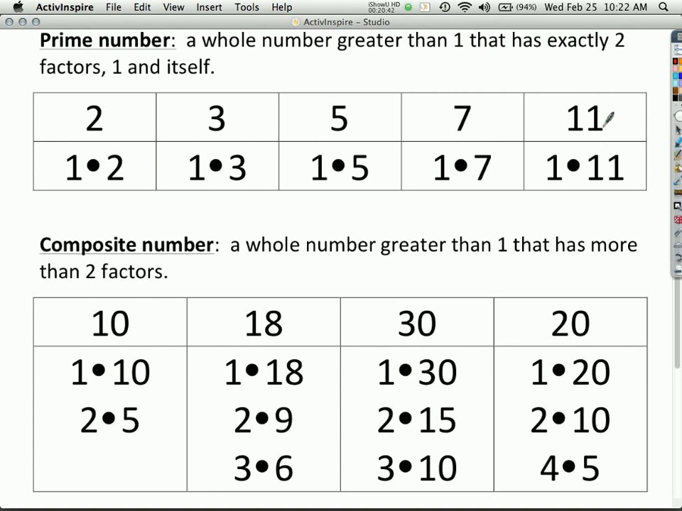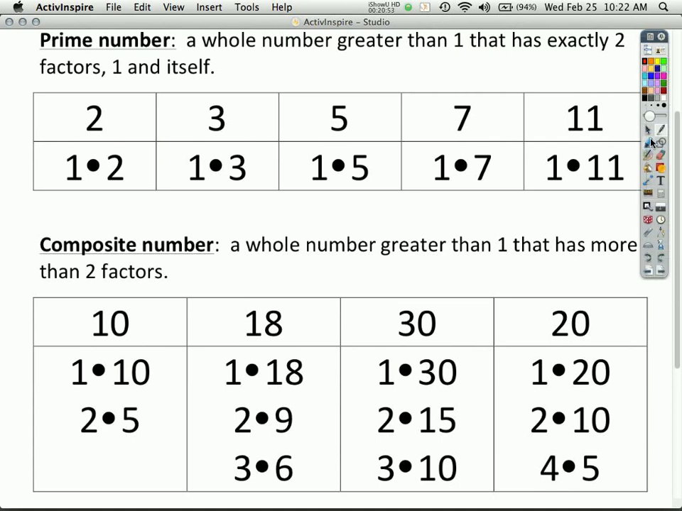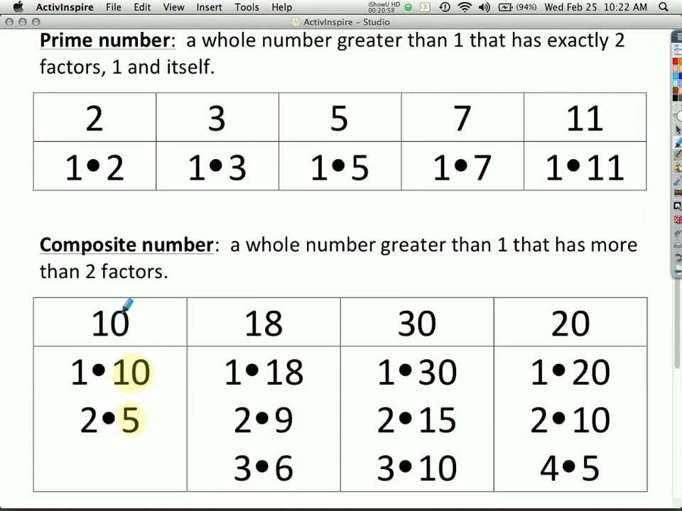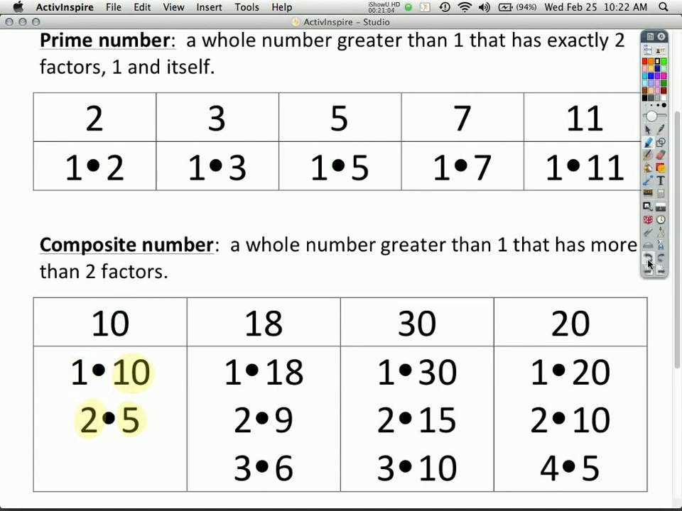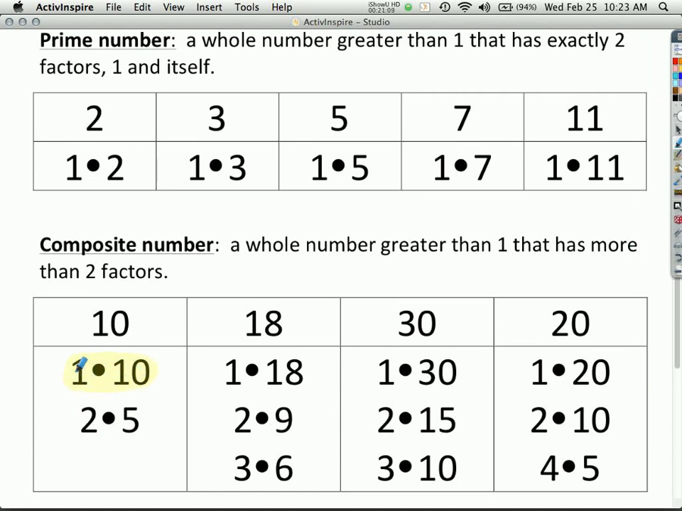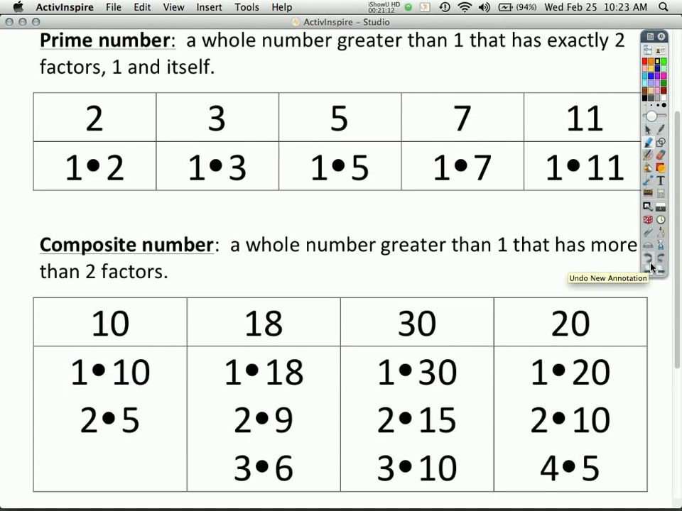If you look at the table up here and the table down here, the difference is just jumping out at you. 10, 18, 30, and 20 all have all these different factors. Remember, each of these numbers is a factor. That's a factor of 10. 5 is a factor of 10. 2 is a factor of 10. 1 is a factor of 10. Now we put them in pairs, and we call that a factor pair. Same thing is true for 18, 30, and 20. So we've established a difference between prime and composite. Any questions?